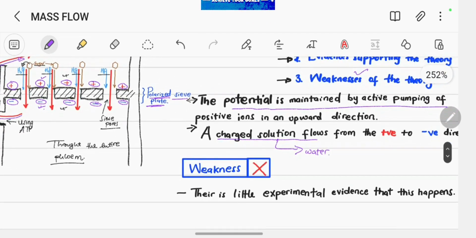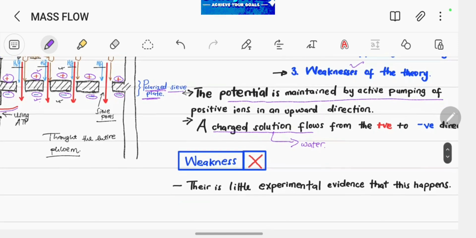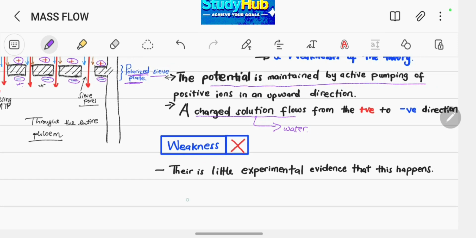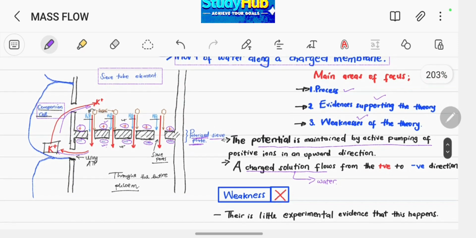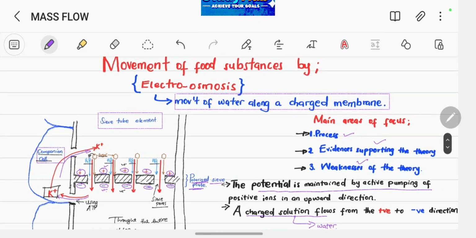So what are the weaknesses of this theory? What are the weaknesses of electroosmosis? One, there is little experimental evidence that this happens. So this is electroosmosis.